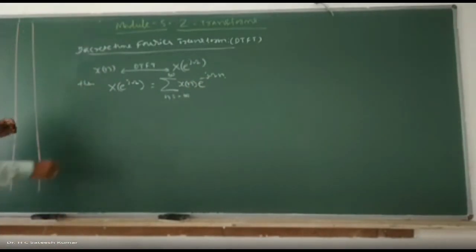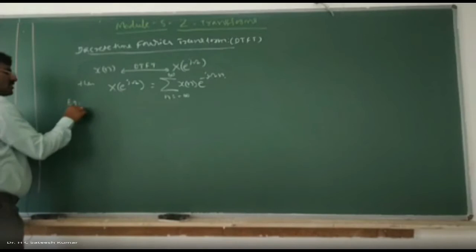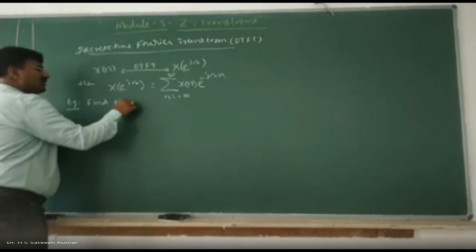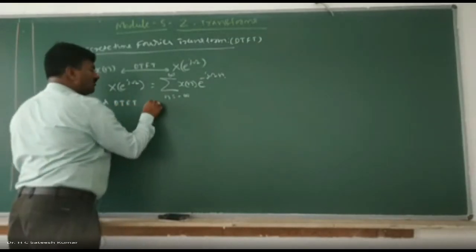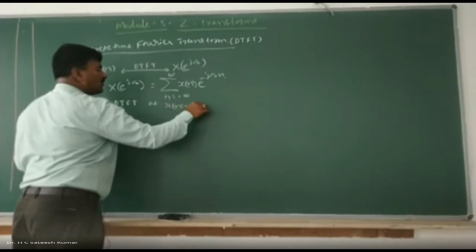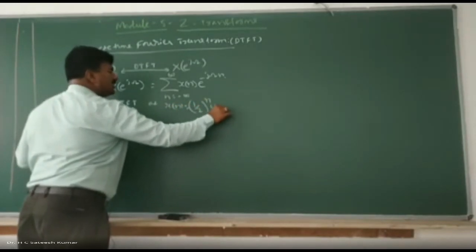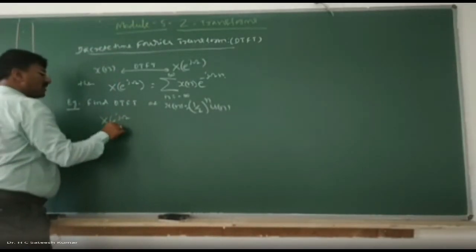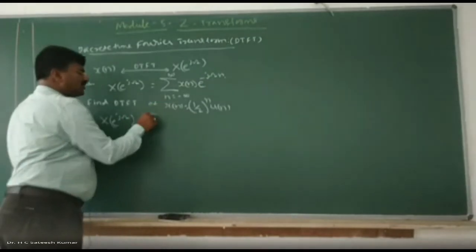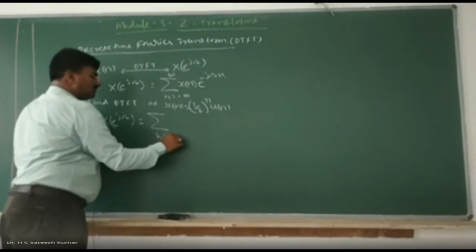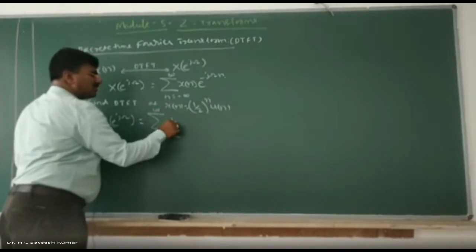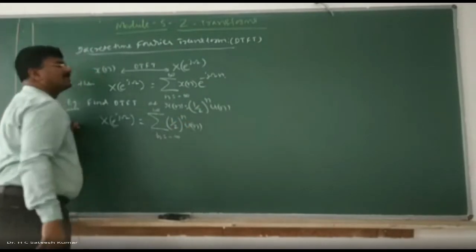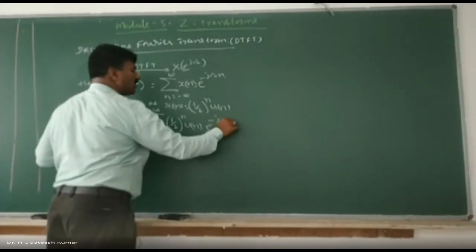If that is the case, let us take an example just to familiarize with the Fourier transform. Find the DTFT of the signal x of n is equal to half to the power of n into u of n. X of e to the power of j omega is equal to what? We know by definition, summation n varies from minus infinity to plus infinity. In place of x of n, you put half to the power of n into u of n into e to the power of minus j omega n.